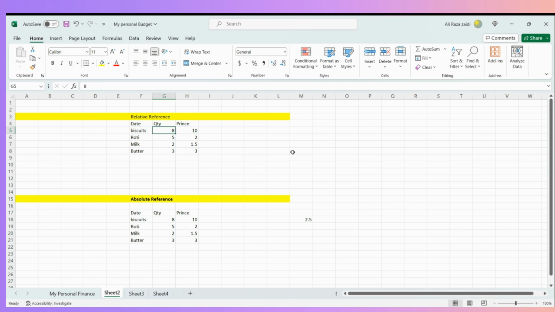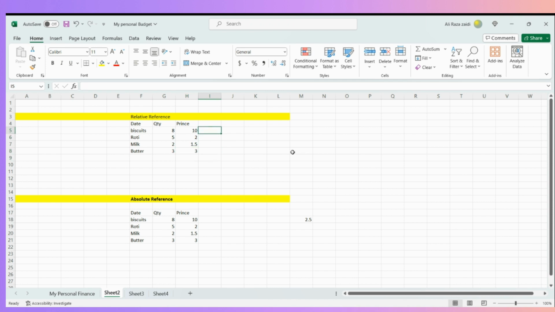For example, for biscuits I purchased 8 in quantity and it is 10 rupees each, or 10 dirhams each. Roti, or chapati, or bread, I purchased 5 in quantity and its price is 2 dirhams. Milk is 2 and 1.5 is its price. And then butter, I purchased 3 units and the price is 3.